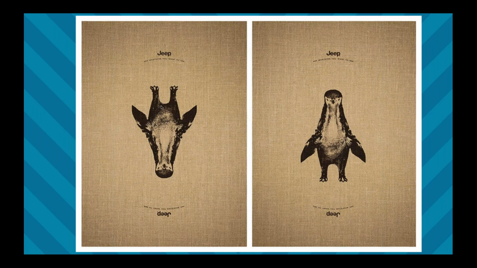You could see that looked at one way, it looks like a giraffe's head. Flipped on its head, it looks like a penguin. But normally you only see the left side here. I don't know if you can see that very clearly, but it says "Jeep, see whatever you want to see." It's a little curve above the image, and it's upside down below the image. The upside down quality, I think, encourages you to look at the image upside down and see the visual trick.